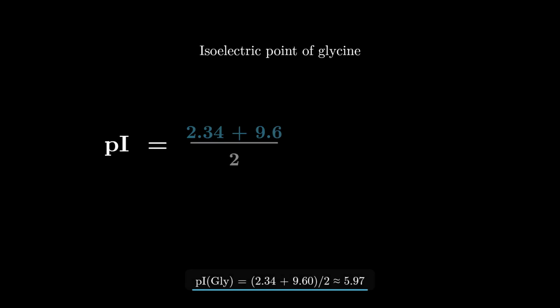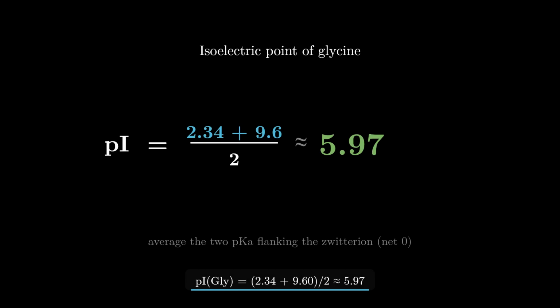The pH where it sits exactly at net zero is the isoelectric point, the Pi. And using the rule from a moment ago, average the two pKa's flanking the neutral species. Glycine's Pi is 2.3 plus 9.6, divided by 2, about 5.97, just under 6.